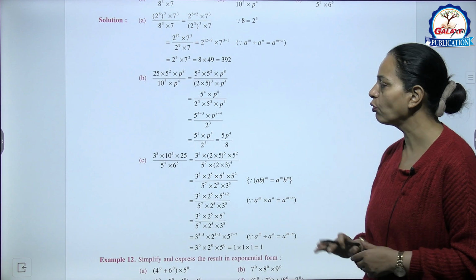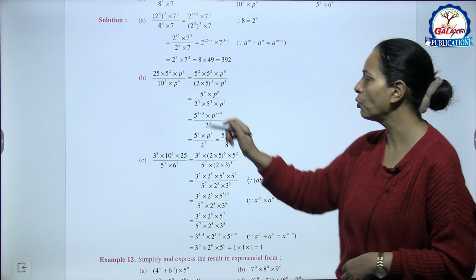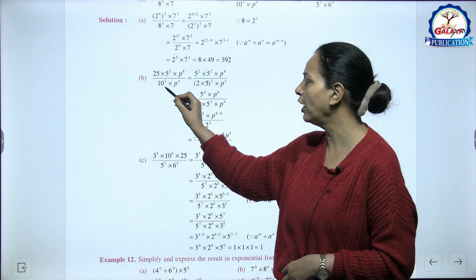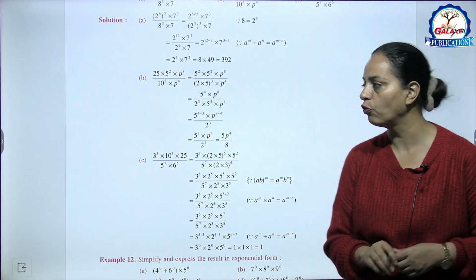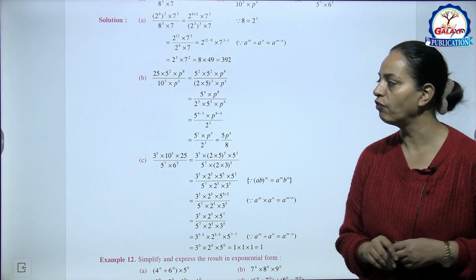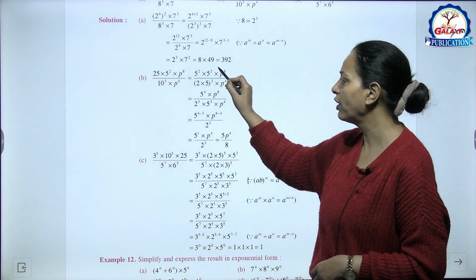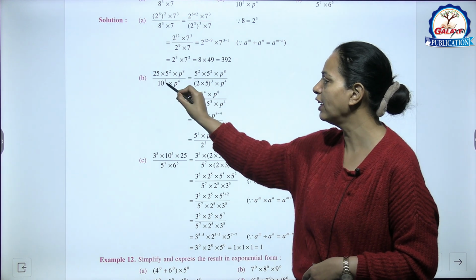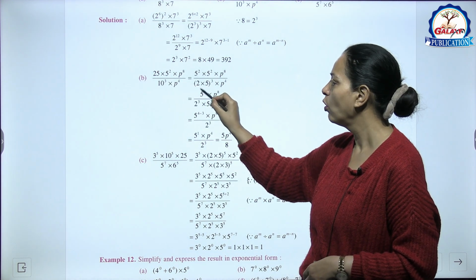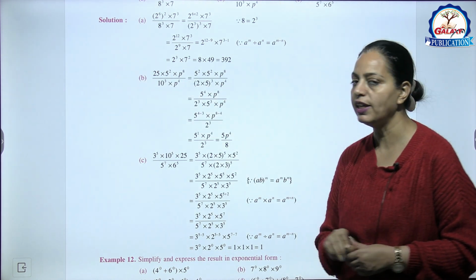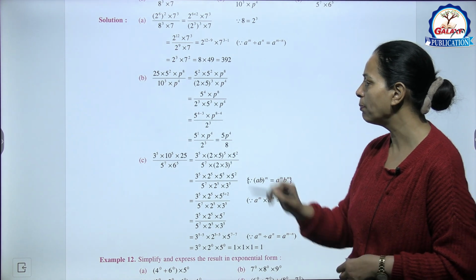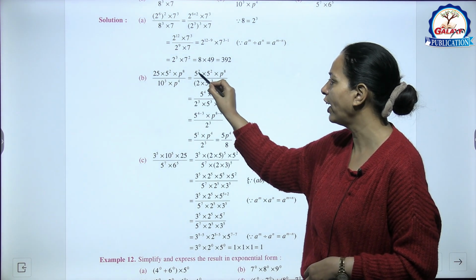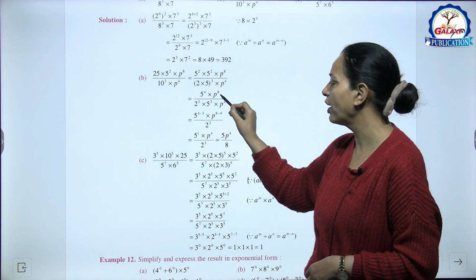Now B part, 25 into 5 square into p raised to power 8 upon 10 cube into p raised to power 4. 25 को हम लिख देंगे 5 raised to the power 2. This one as it is, this one as it is. 10 cube means 2 into 5 whole power 3 into p raised to the power 4. तो अब हम simplify करेंगे. This becomes 5 raised to the power 4. This one as it is.